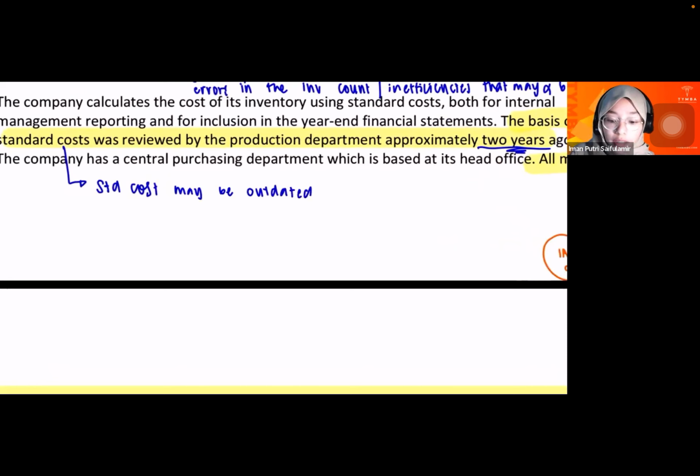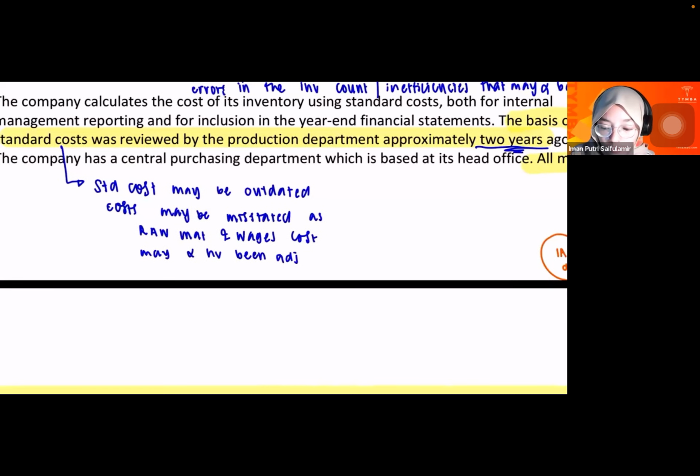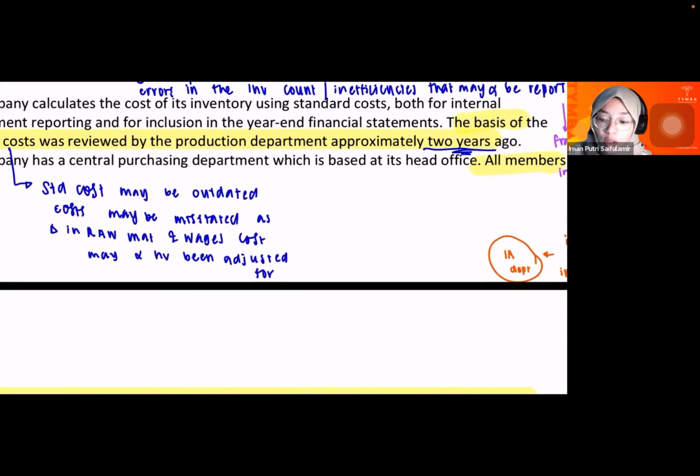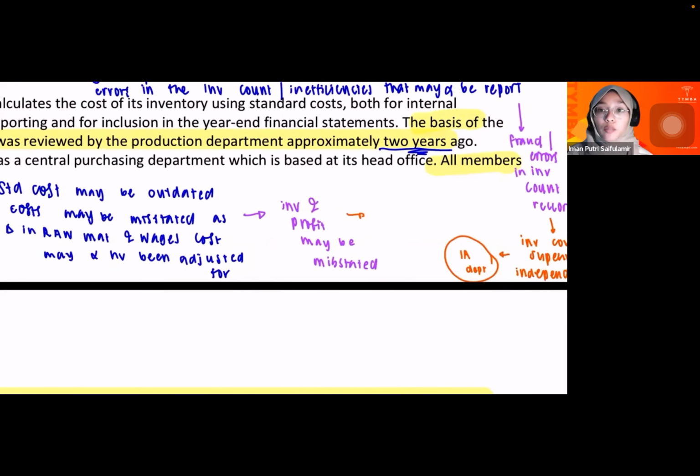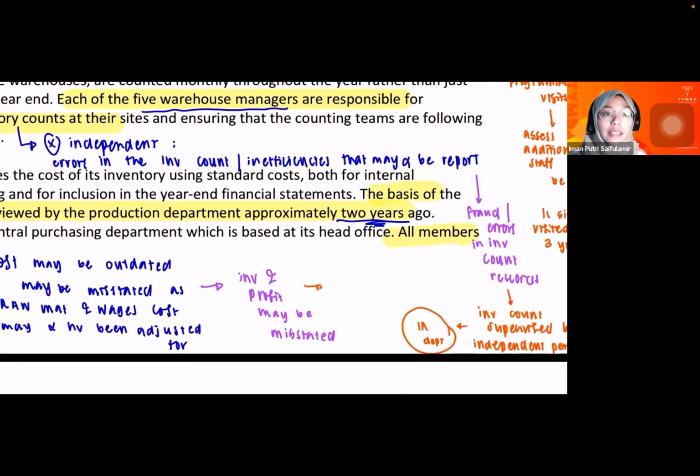So there is a risk that the cost may be misstated or outdated as raw material and wages costs may not have been adjusted for. Any changes in raw material and wages costs may not have been adjusted for. So the general implication is the inventory and profit may be misstated. Okay, so what can we suggest? Okay, again, we are asking them to do it right now kan. They are doing it 2 years ago last. So we want to make sure that a review is undertaken more regularly.